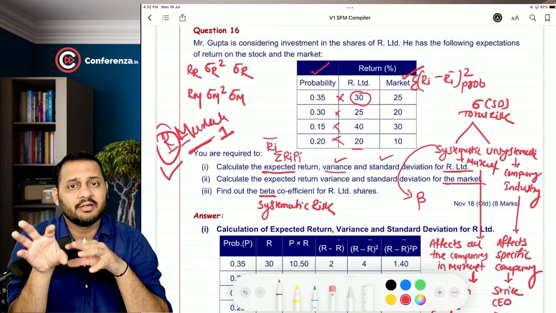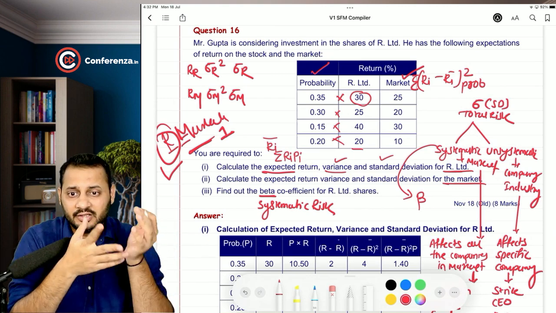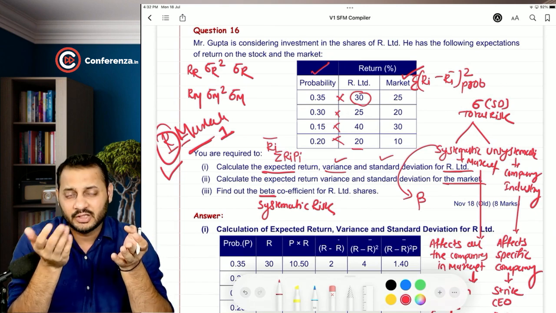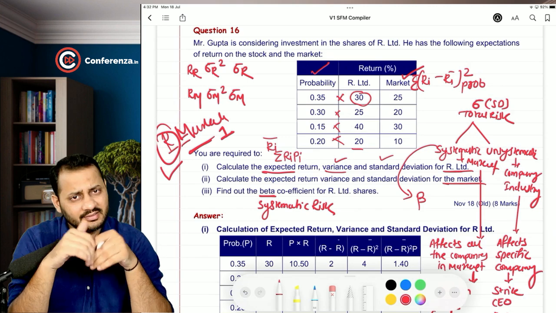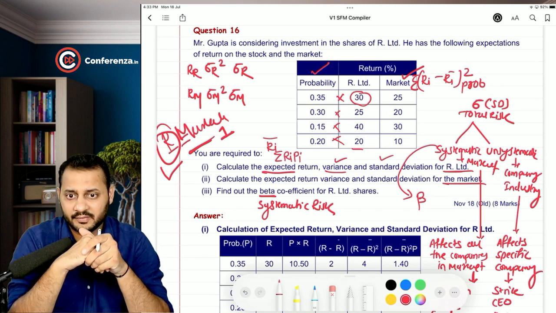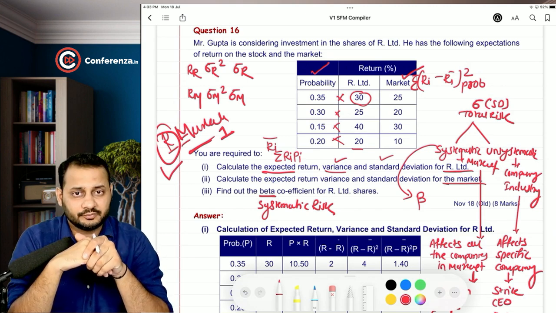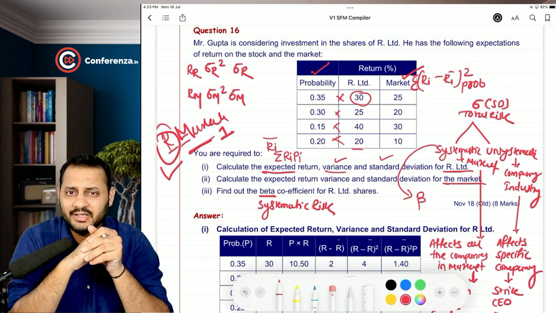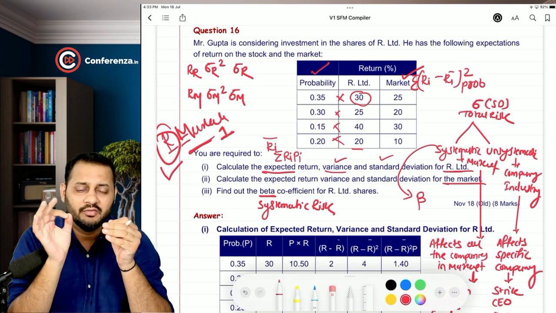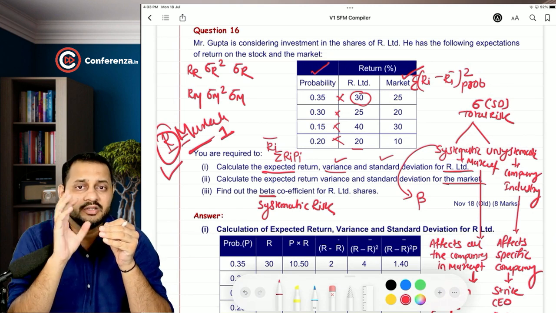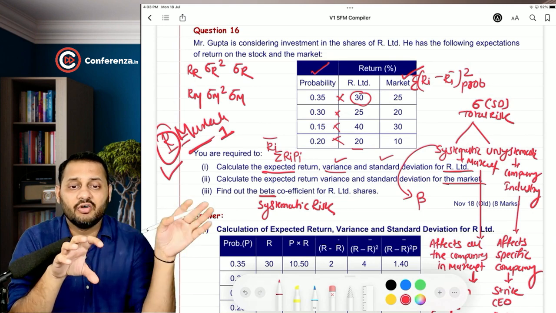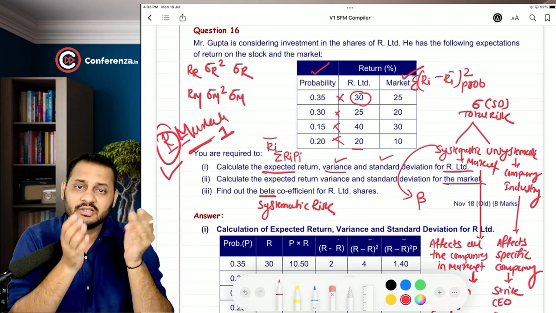And if the beta is more than 1, it will be said that it is riskier than the entire market. If it is less than 1, it is less risky than the entire market. In order to calculate the beta of any company, we have to compare the risk of R Limited with that of the market.